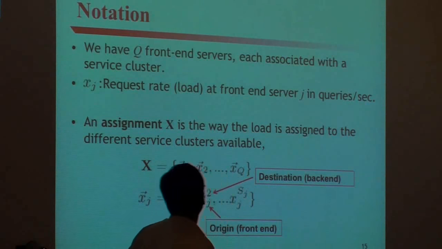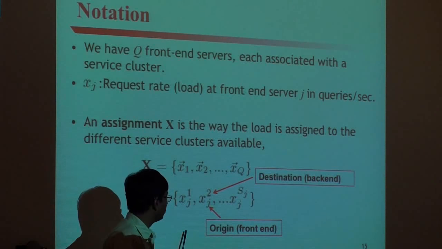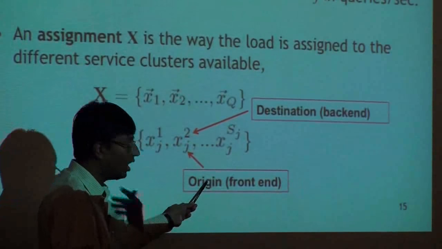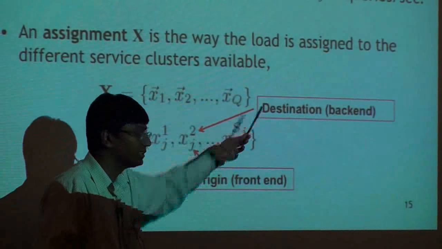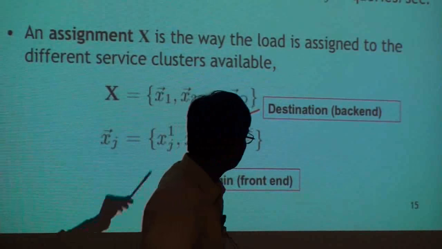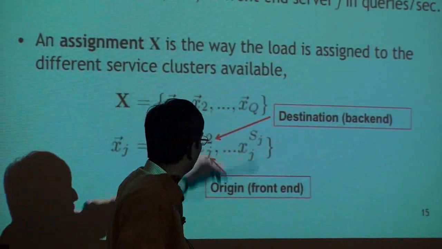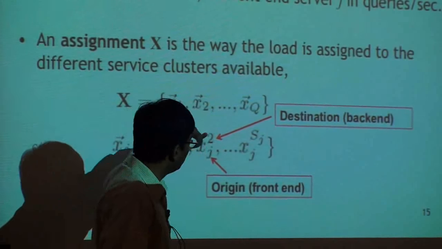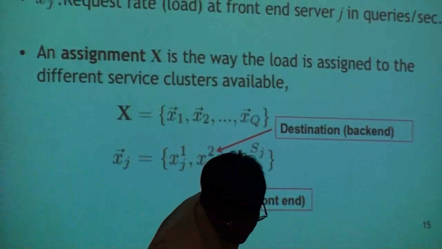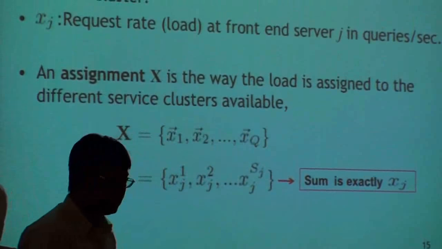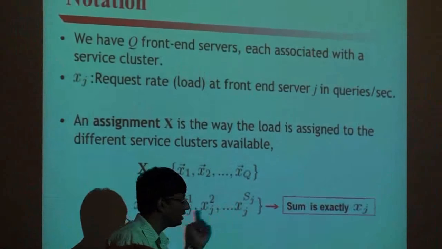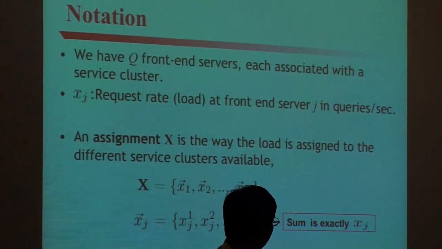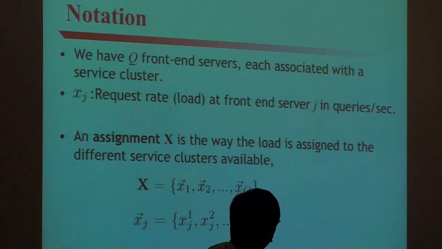The question is, what am I going to do with this? Again, to recollect the notation, the origin is always a subscript. This is the front end where the query is actually received, and the superscript is the destination to which the query is routed. So that's the notation all over the place. So x sub j, superscript 2 means that the jth origin will route this much load to that particular cluster. And obviously, I cannot drop any queries. So the sum of the assignments must add up to the load at that particular front end. So the question is, how am I going to do this assignment?